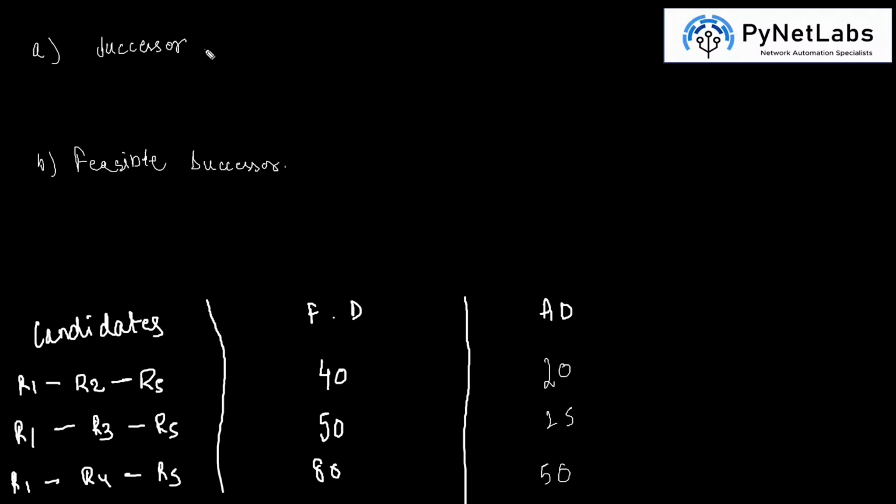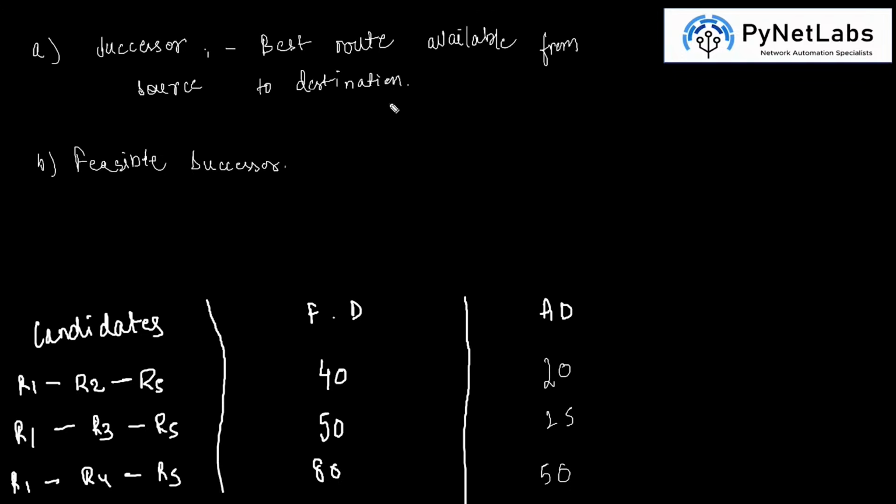So when it comes to successor, it is basically the best route available from source to destination. And so basically this is the route which we install in the routing table.